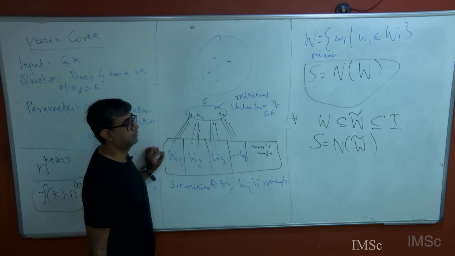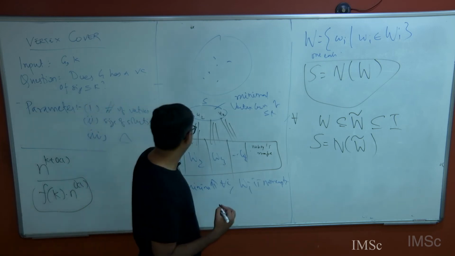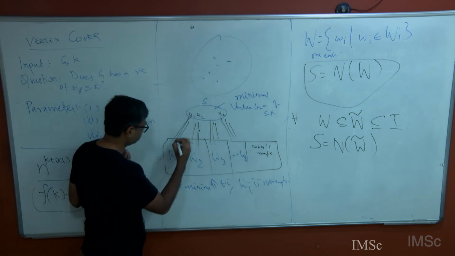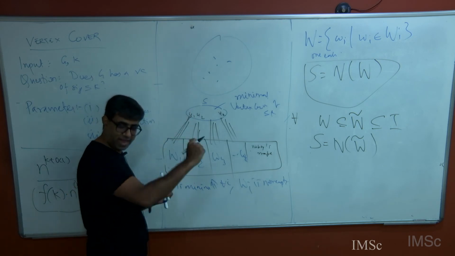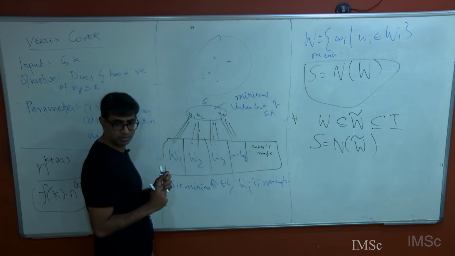Or rather, I think this is not the right way to say. Okay, so I think I'm not saying something right. It's not that when I say mate, there is an edge which only he can cover, nobody else can cover. You understand my point?